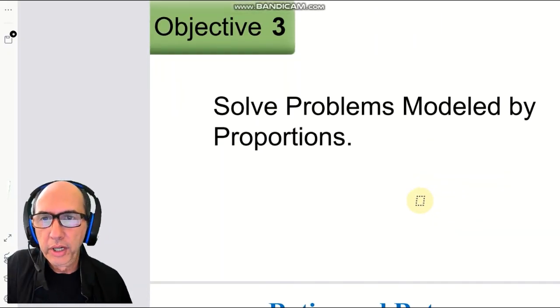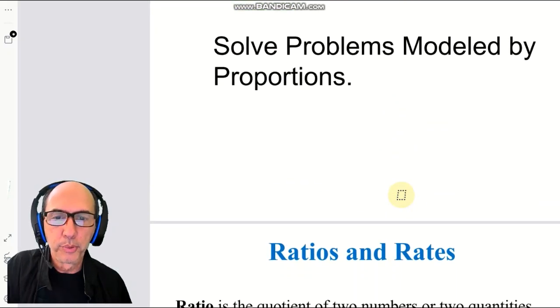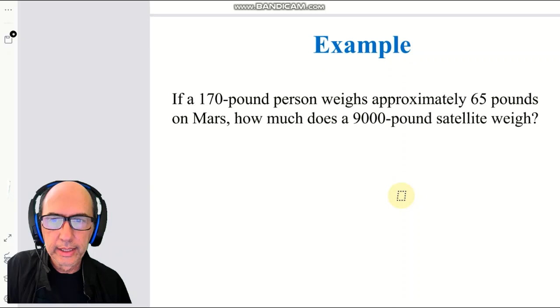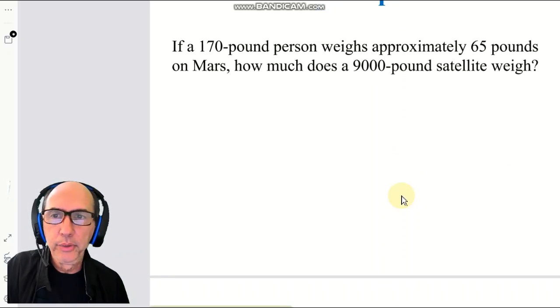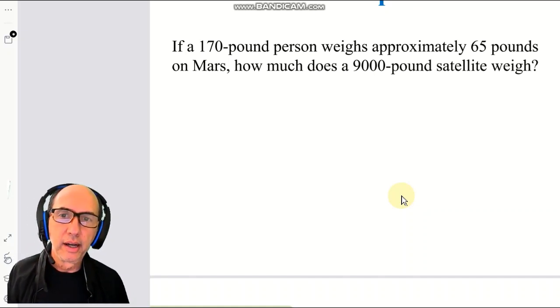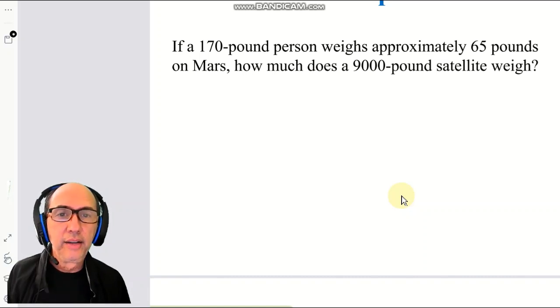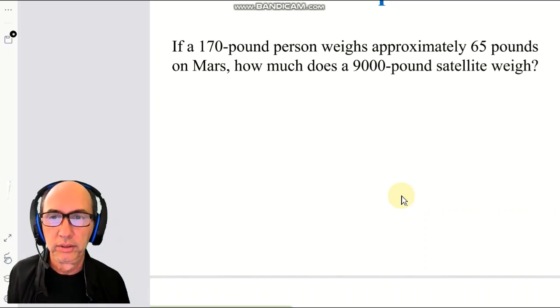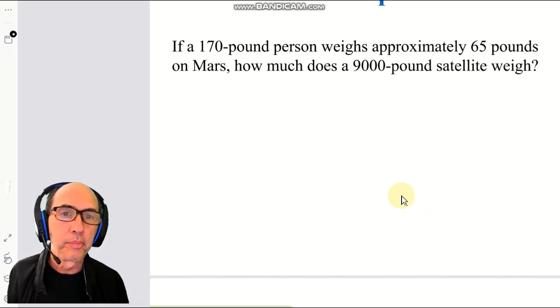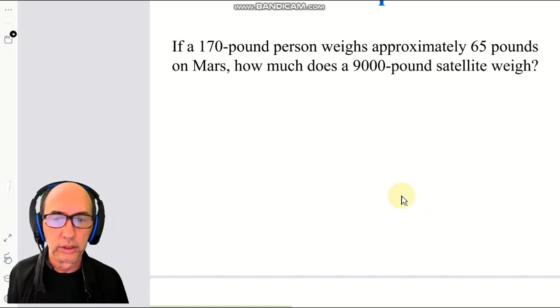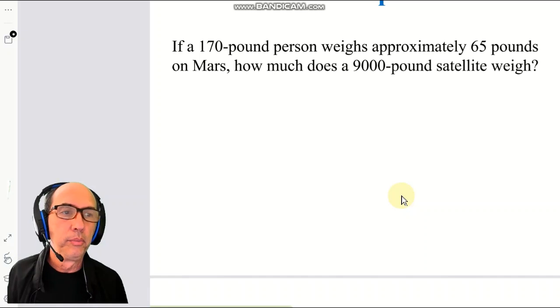Okay, moving on, solving problems modeled by proportions. Let's go to the first example. That's an interesting question. If a person weighs 170 pounds here on Earth, and if the same person goes to Mars, the gravity on Mars is weaker, so the person will weigh 65 pounds. How much will a 9,000 pound satellite, 9,000 pounds on Earth, weigh on Mars?